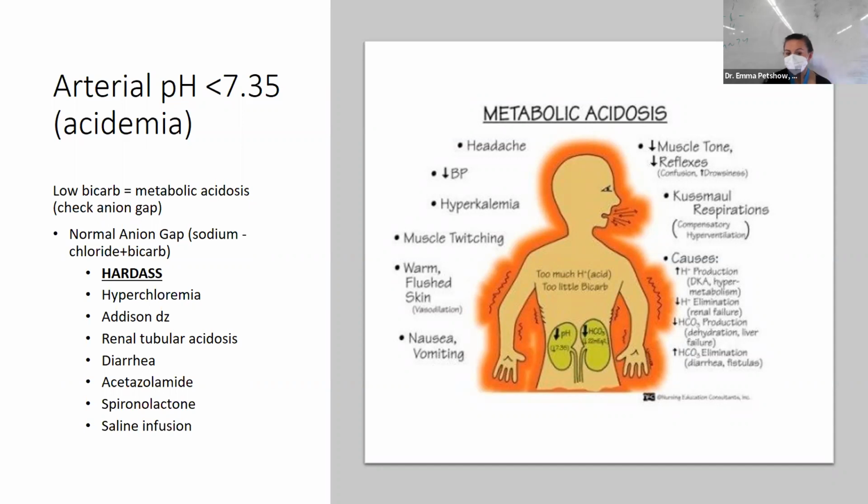Symptoms, similar symptoms. You might see muscle twitching, nausea, vomiting, headaches, low blood pressure. Your muscle tone and reflexes are going to decrease. You can have these Kussmaul respirations where it's not a full breath. It's compensatory hyperventilation. So again, those shallow, not helpful breaths. Elevated, so anything that's going to increase hydrogen production, anything that's going to decrease hydrogen elimination, anything that's going to decrease bicarb production or increase bicarb elimination. Those are your etiologies.